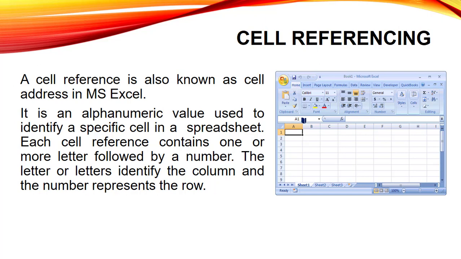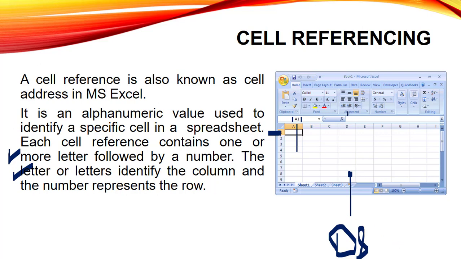It is written on this side. Now this cell address has two things: a letter and a number. So each cell reference contains one or more letters followed by a number. The letter or letters identify the column, whereas the number represents the row. So if the address is A1, this A1 represents column A and row 1. Suppose we are dealing with this particular cell. For this particular cell, our reference will be D8.